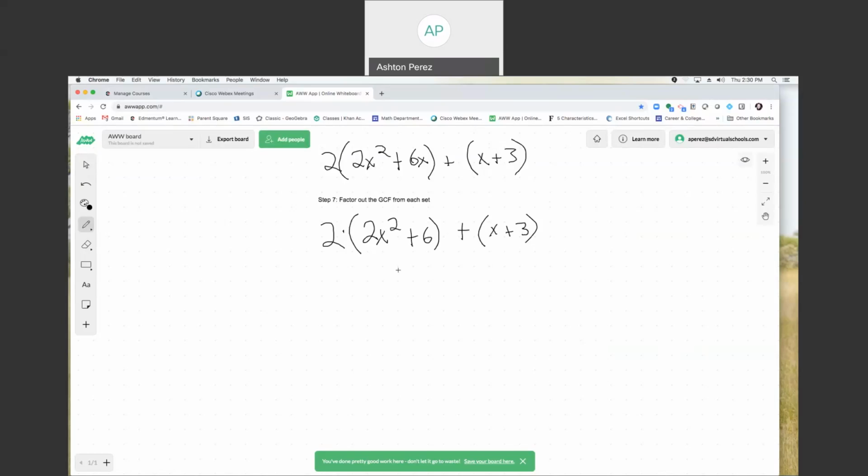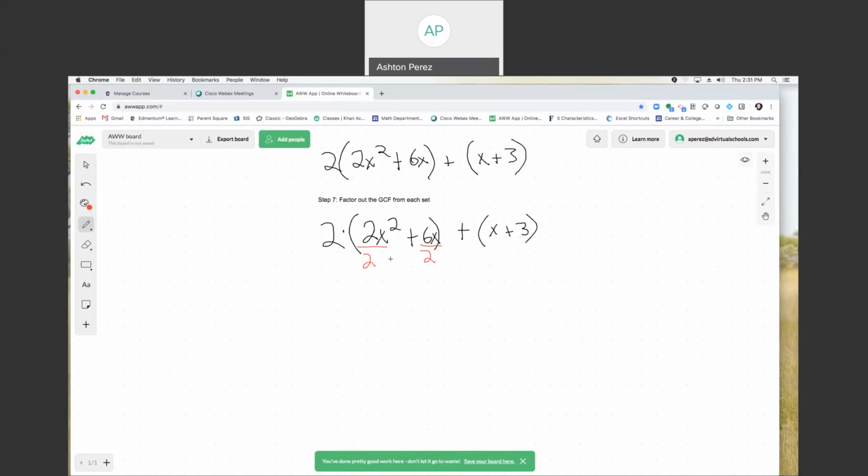Okay. All right, so let's look at the first set. We'll just look at the first set, just the 2x squared plus 6x. Missed the x squared. There we go. Okay, so let's look at that first set. What do these two have in common? What multiple do they have in common? Do they have a variable in common? So the common multiple is 2, right? Easy. They're both divisible by 2.